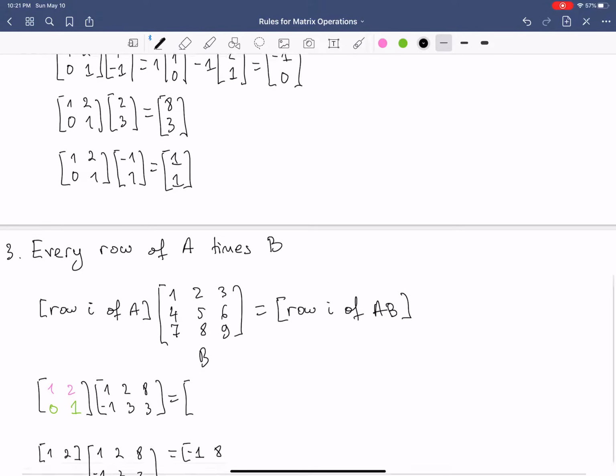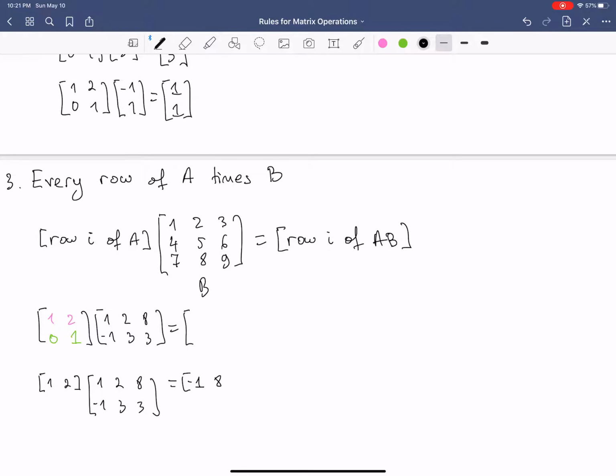Did I copy that? Oh, I copied that wrong. That's not the same matrix. That's not 8, 3, that's negative 1, 1. There we go. So when we do it with negative 1, 1, we get negative 1 plus 2, which is a 1. So we'll write that as a first row here.